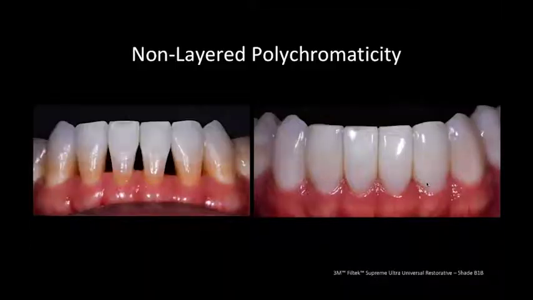So, talking about non-layered polychromaticity. In all of these restorations, because they're injection overmolded restorations, they are done with one color. I am not layering composites. And here you can see on the left a black triangle case that was treated. And the patient also wanted to have some of the gingival coloration blocked out.